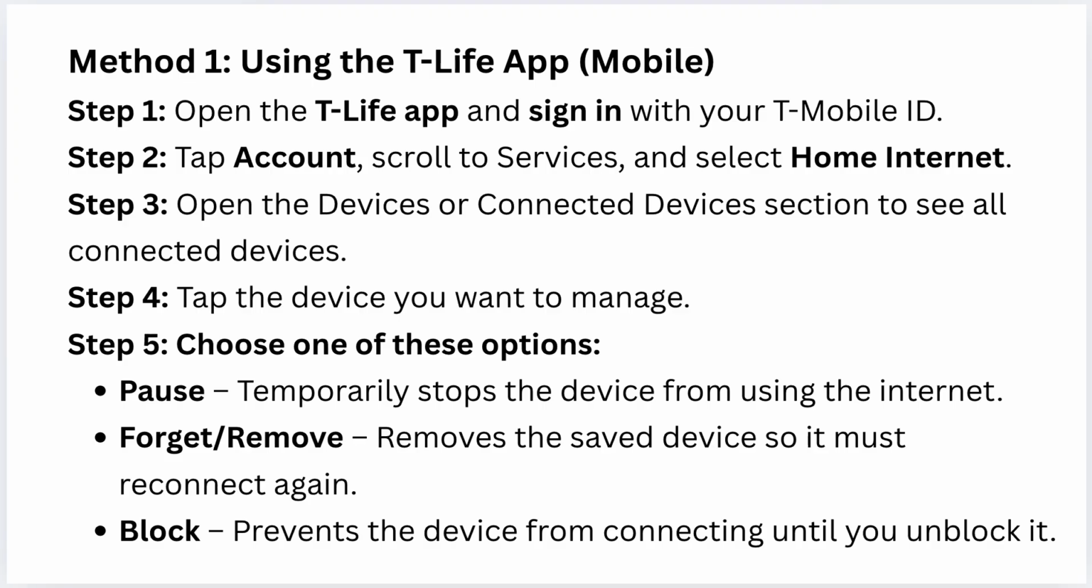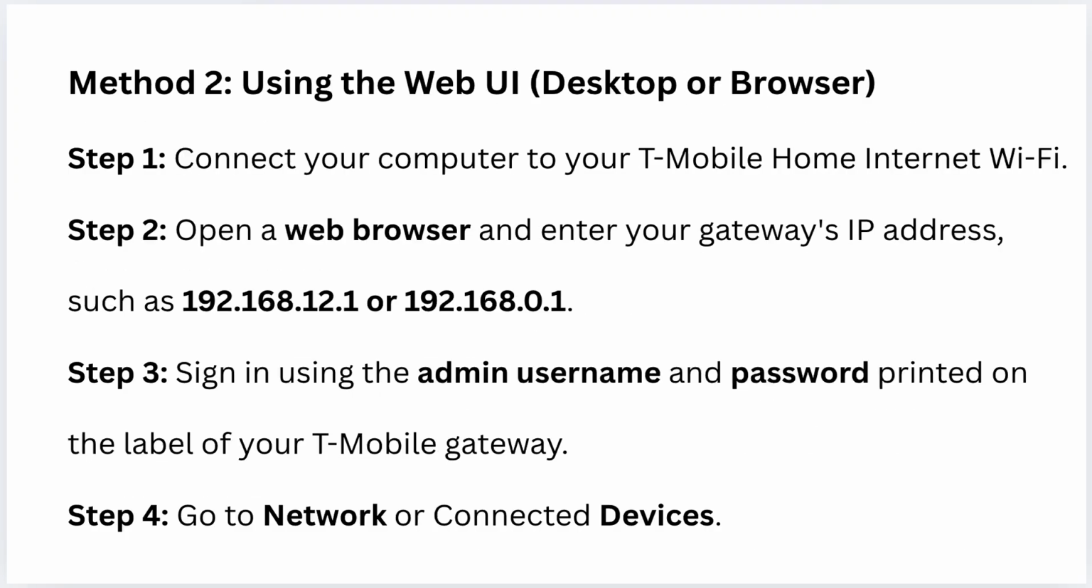Tap the device you want to manage. Fifth one is choose one of these four options. Temporarily stop the device from using the internet. Forget or remove: remove the saved device so it must reconnect again. Block: prevent the device from connecting until it's unblocked.